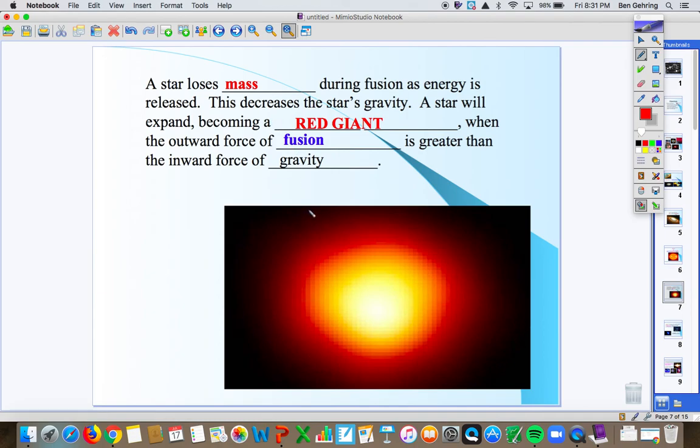After all the hydrogen is consumed, your star is going to lose mass because we're releasing some of that as light. So as the mass decreases, gravity also decreases. And because we're decreasing gravity, the star is going to get bigger. So it's got less mass, but it's going to expand and get bigger. We call these red giants. If it's a really big star, we call it a super red giant. But our sun is going to become what's known as a red giant. And this is because the outward force of fusion, the amount of energy produced and pushing outward, exceeds that of gravity, which is holding it in. So I have more pushing out than pulling in, and so it's going to expand and get bigger.